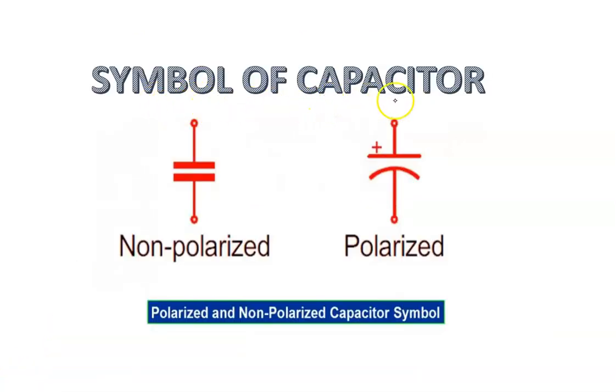Now the symbol of a capacitor. There are two types of capacitor. One is non-polarized and the other is polarized. In case of a non-polarized capacitor, it is represented by two equal parallel lines. And in case of polarized, a straight line is used to represent the positive side, that is positively polarized, and the other curved line is used to show the other side of the capacitor.